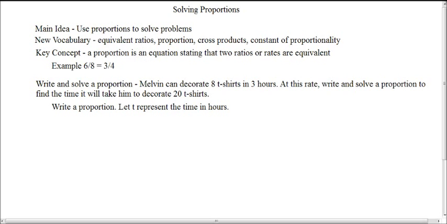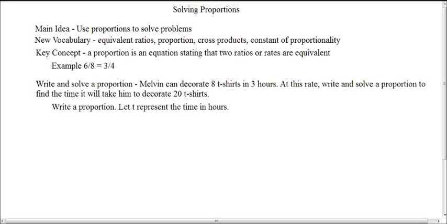Alright, so before we really get into the explanation of this, let's take a look at how we would write and solve a proportion. Now, I also understand that any two fractions is not a proportion, but we'll show you as we go forward here. So we have a real world situation. It says Melvin can decorate 8 t-shirts in 3 hours. At this rate, write and solve a proportion to find the time it will take him to decorate 20 t-shirts.